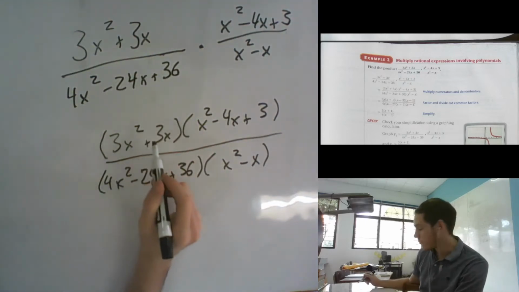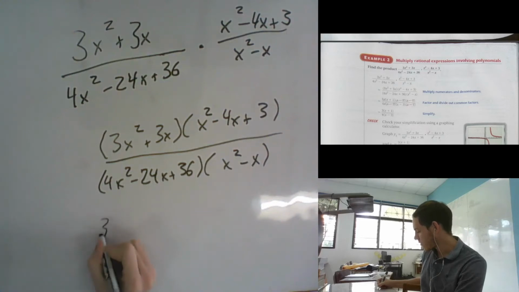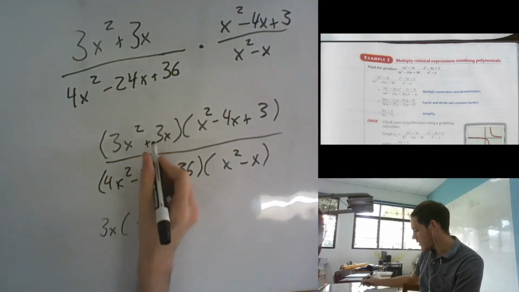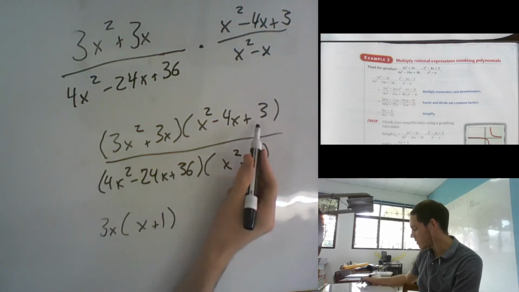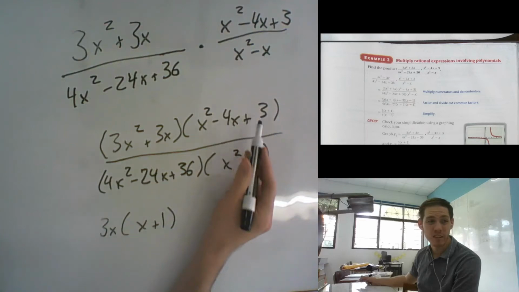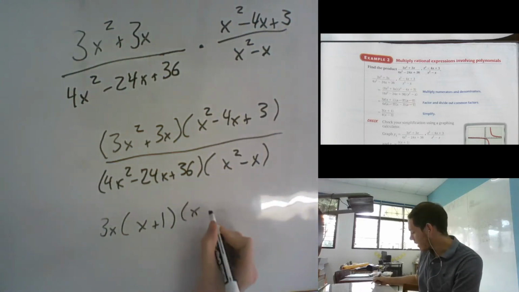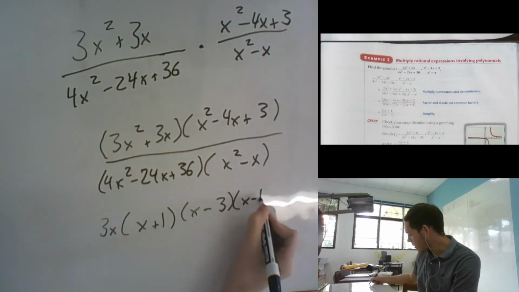Okay, so we can factor off a 3x here. So we get 3x, and then this becomes x, and this becomes plus 1. This, if we factor it, what multiplies into 3 and adds into negative 4 would be x minus 3 times x minus 1.